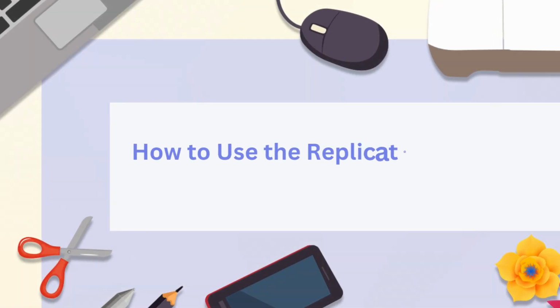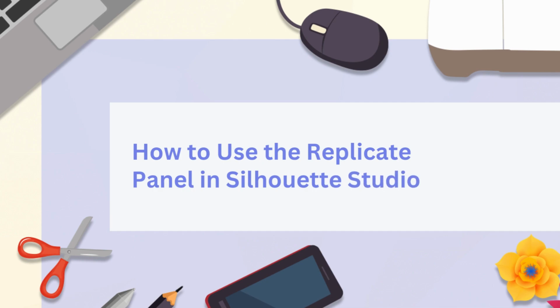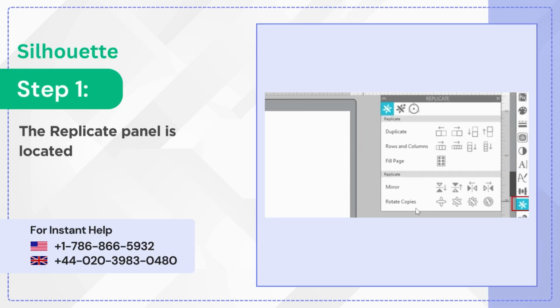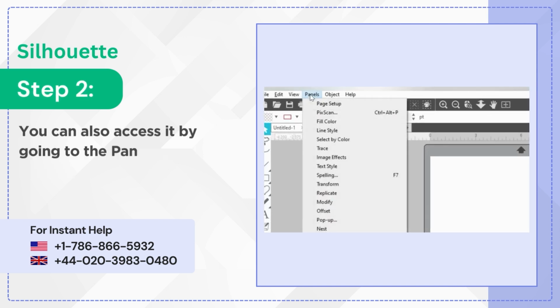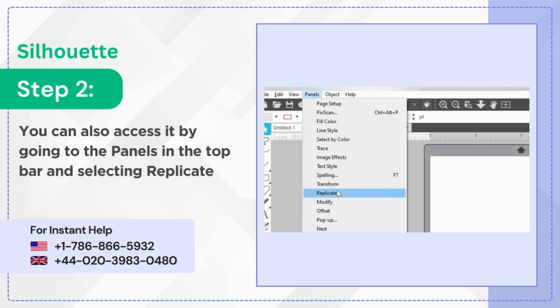How to use the Replicate panel in Silhouette Studio. Basic Replicate. Step 1. The Replicate panel is located on the right side toolbar. Step 2. You can also access it by going to the panels in the top bar and selecting Replicate from the drop-down.